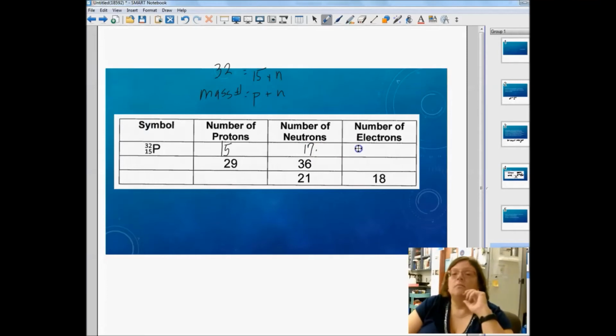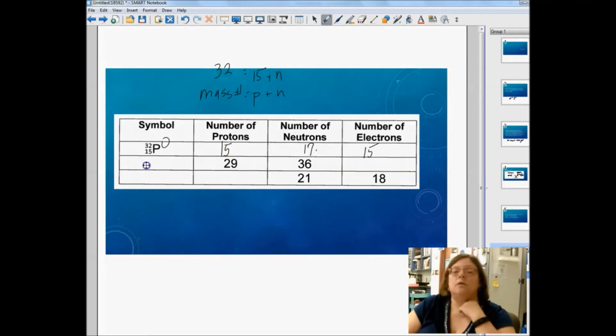Electrons, remember, are going to be based on this charge, and there is no charge there. So the electrons will be equal to protons, which is going to be 15. In our set, and I'm going to tell you right now, all the electrons and protons are going to be the same, because this is a much simpler one than we're going to do in class.